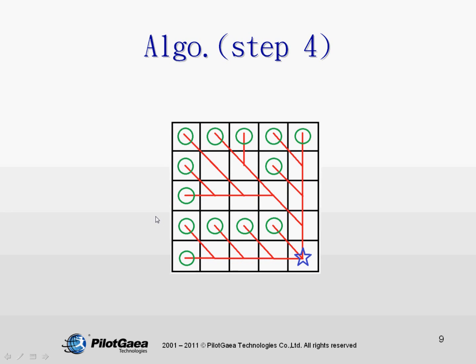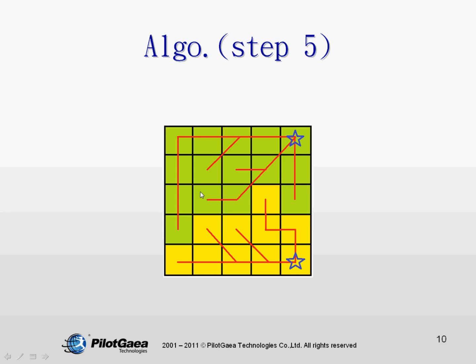Each grid can be seen as one node in a tree. The direction of flow can be seen as the connection line between two nodes. The blue star can be seen as the root of the tree. The green circle can be seen as the leaf of the tree, and the red line is the connection line of the tree. Here, the connection line in the tree is the path of water flow. The root of the tree is the confluence.